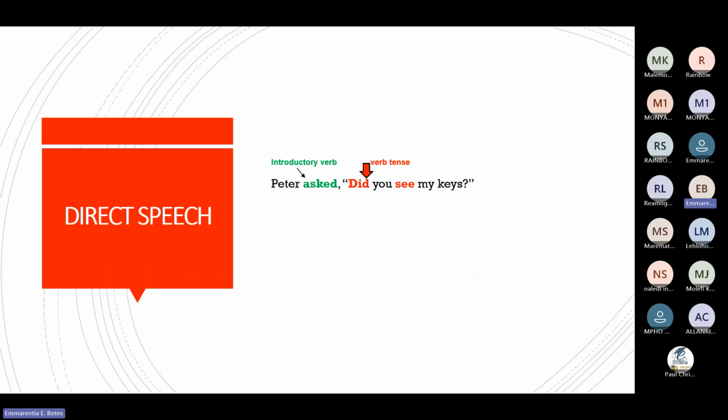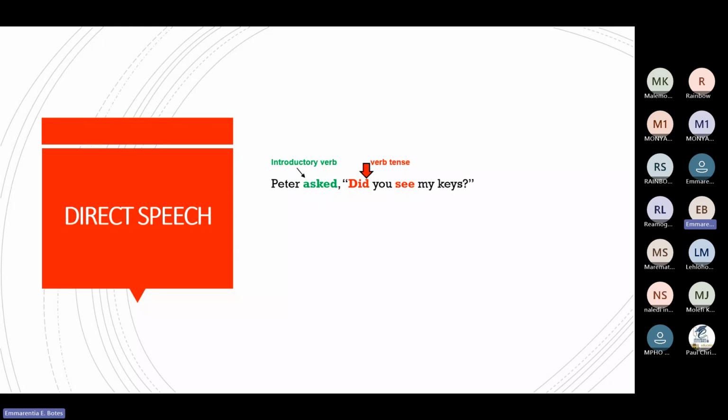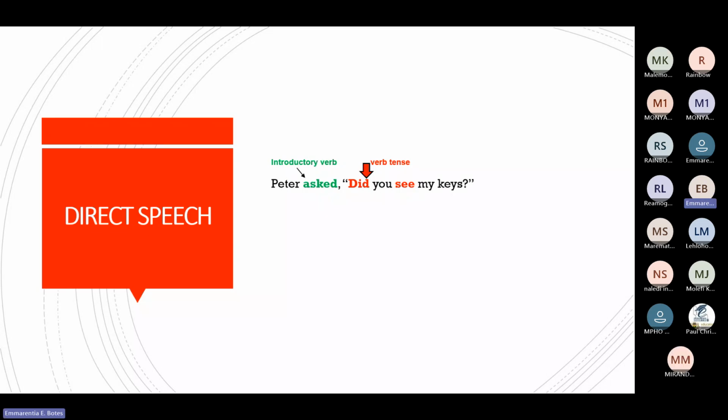That, did you see my keys? Question mark, close inverted commas. It's a question, so the question mark is inside of the inverted commas because it's the person's direct words. Did see, that's the verb tense. So our introductory verb is past tense, and our verb tense is the past indefinite tense.